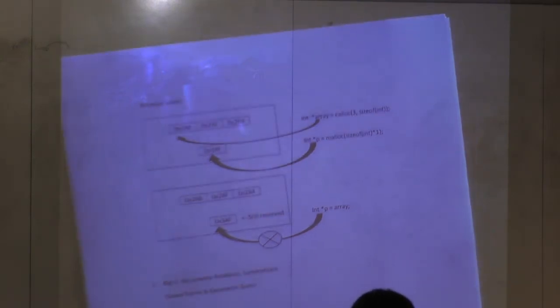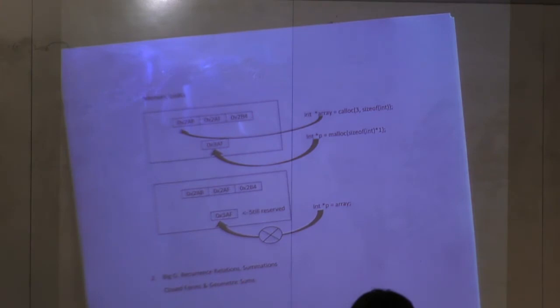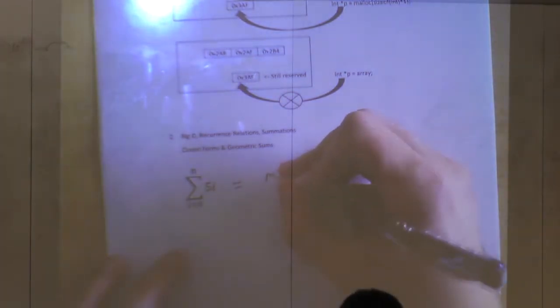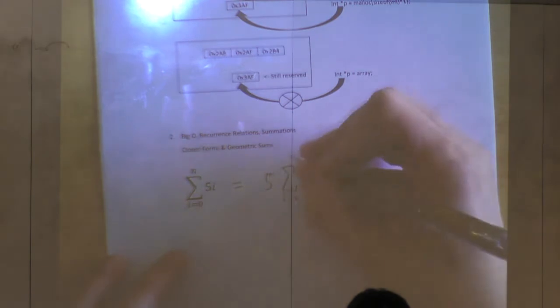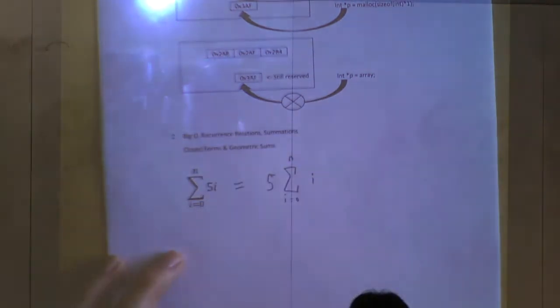So with this first one here, essentially the first rule that this is demonstrating is if you have the summation of some constant times I, you can pull that constant out. Times anything really, as long as the constant isn't changing with the index of the summation, you can pull it out. So you can have 5 times the summation from I equals 0 to n of I. Okay, so that's the first rule.